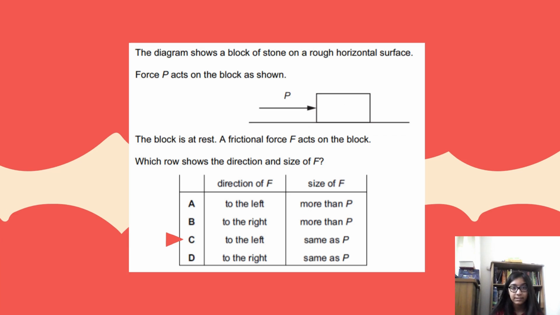The diagram shows a block of stone on a rough horizontal surface. Force P acts on the block as shown. The block is at rest. A frictional force F acts on the block. Which row shows the direction and the size of force F? The direction of force P is to the right. Friction, being an opposing force, works to the left. As it is mentioned in the question that the box is at rest, we can say that there is no resultant force that could make it change its state of motion. So the size of friction is the same as the size of force P. So this makes option C the answer.